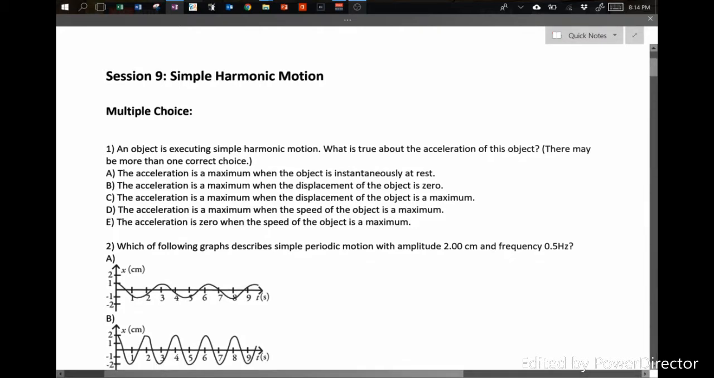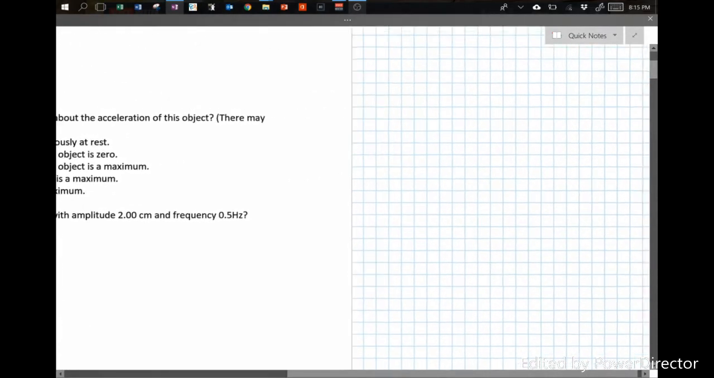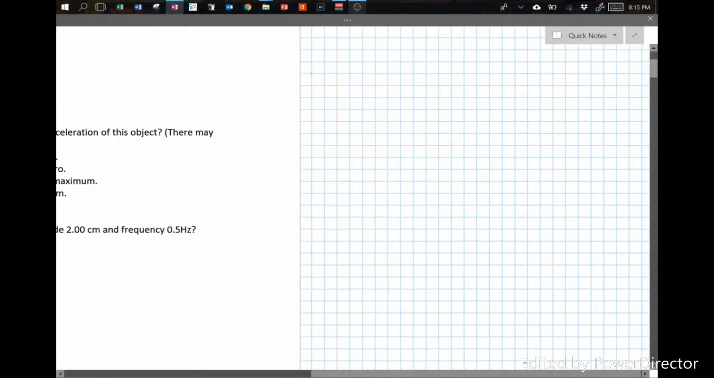So, first one. An object is executing simple harmonic motion. What is true about the acceleration of this object? So, before we even jump into these things, let's talk about what happens in simple harmonic motion and what our example of simple harmonic motion is.